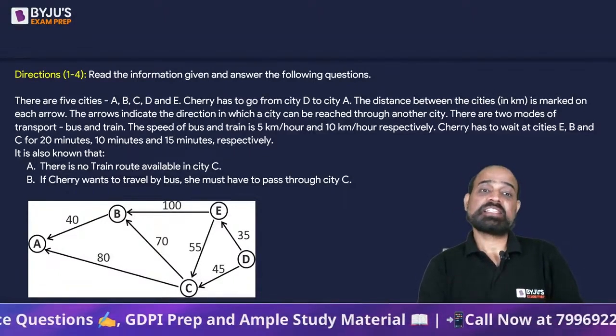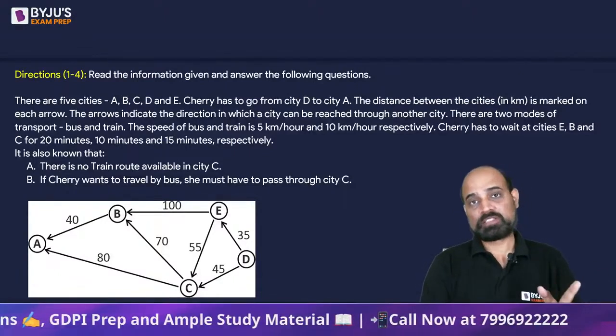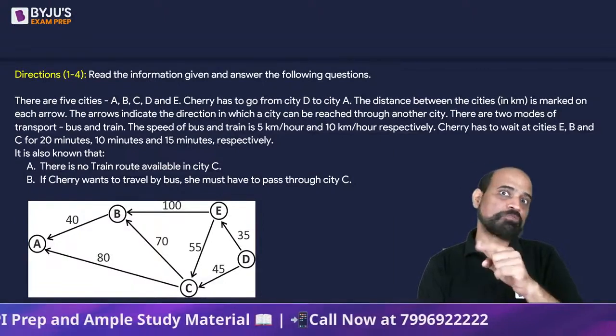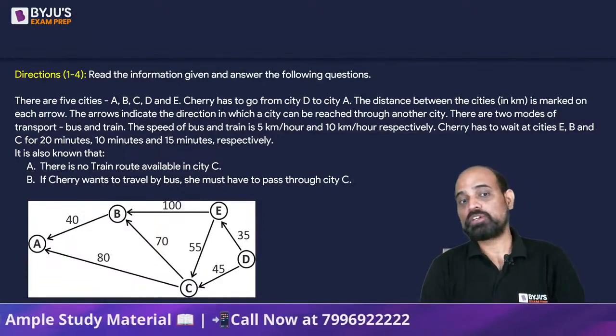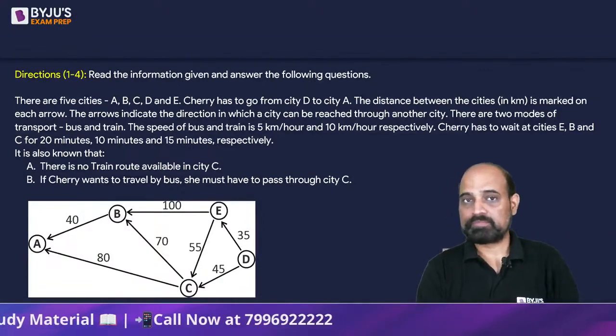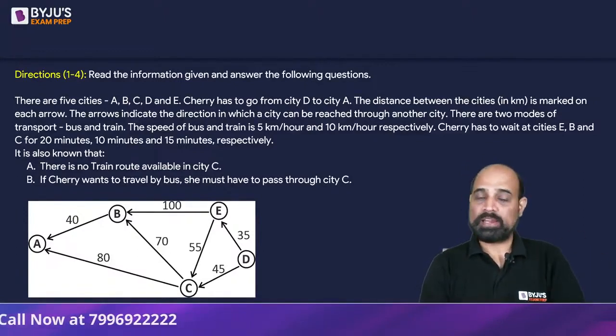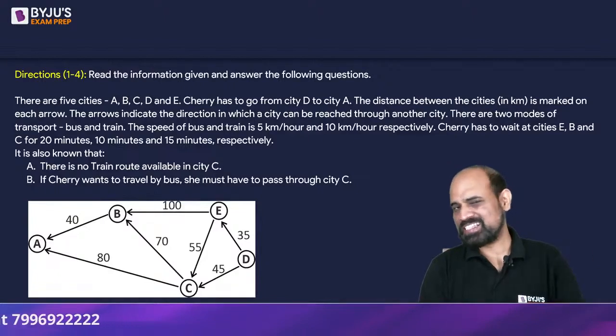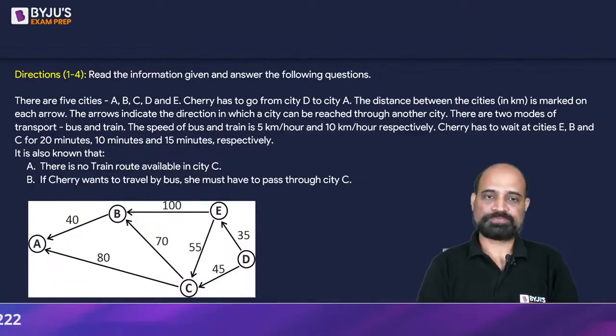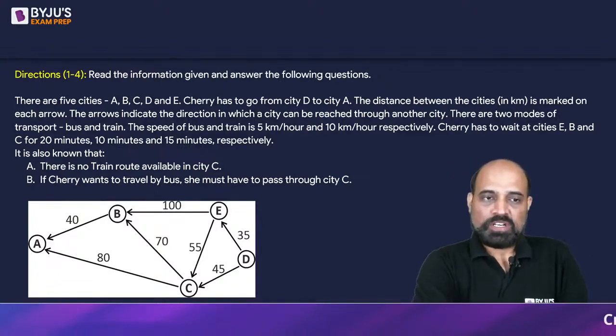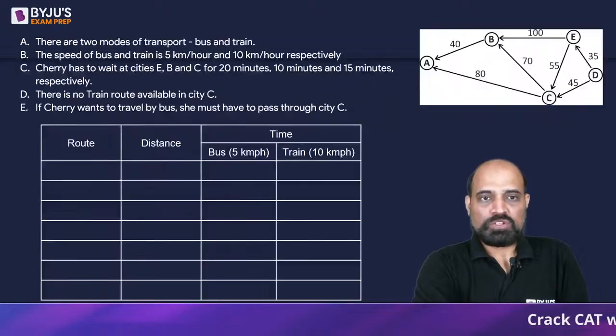And the second thing is, if you want to travel by bus, it is mandatory that you will have to go via C. You cannot take the route D, E, B, A. अगर बस से जा रहे हो तो D, E, B, A नहीं ले सकते. So you may take DCA, you may take DECA and so on and so forth. Right? Okay.